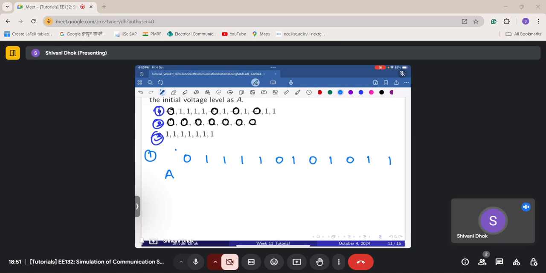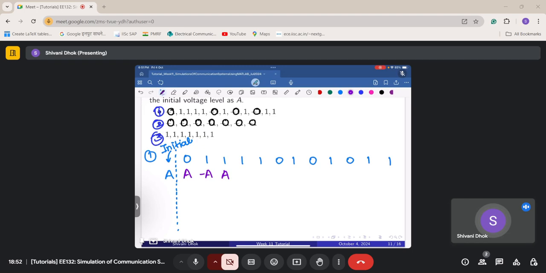Now let me just bifurcate. This is my initial voltage level, which is A. I am seeing a 0. So if I see a 0, nothing will change. I'll be at the same state. If I see a 1, I'll change the phase, so it will become minus A. Now, if I again see a 1, I'll change the phase. If I see a 0, I won't change the phase. I see a 1, so I'll change the phase again back to A.